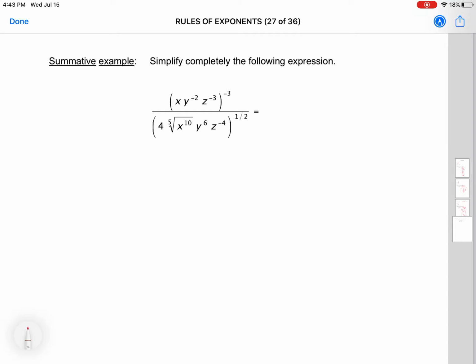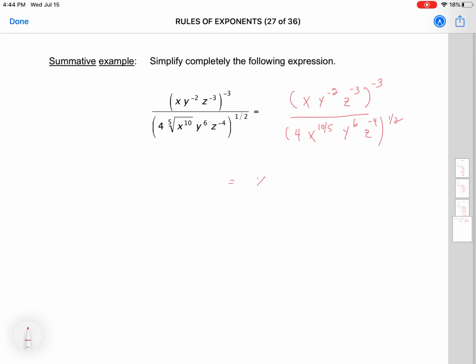I have one last problem for us to take a look at, and this is the summative example. Let's see how we can solve this. Well, we have a root in the bottom. I suggest we start with that. So x, y to the minus 2, z to the minus 3, all to the minus 3, divided by 4. Okay, the fifth root of x to the 10, that's x to the 10 over 5, y to the 6, z to the minus 4, to the 1/2.